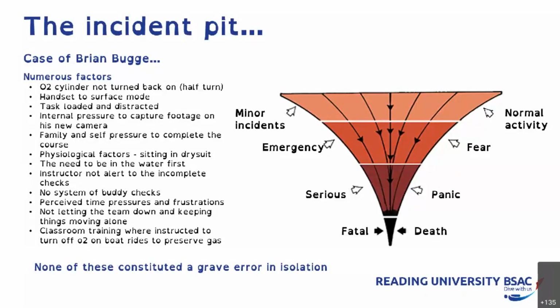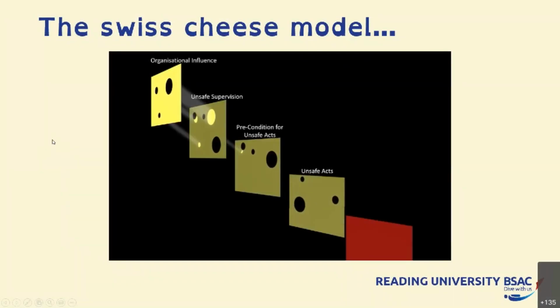One way of looking at it is the incident pit, which is a fairly clear diagram, and I hope you understand where we're coming from on it. Another way, which some of you might be familiar with, is the Swiss cheese model. I'm going to try and play a video. This is a video produced by some of the guys at the Human Diver.